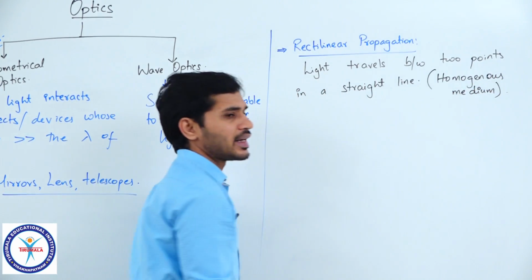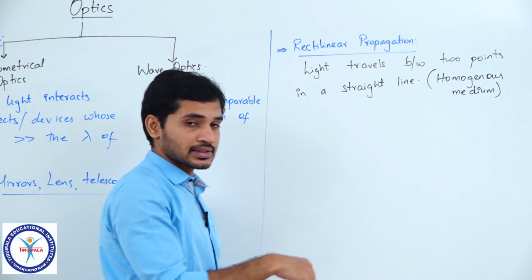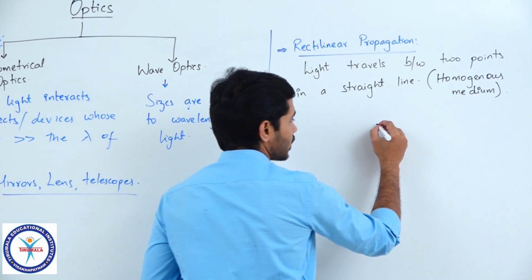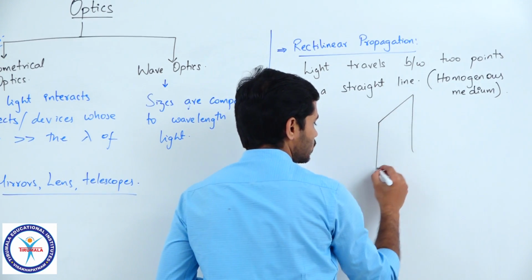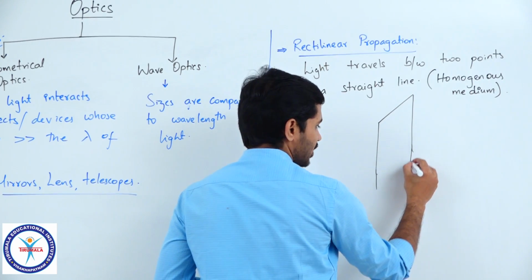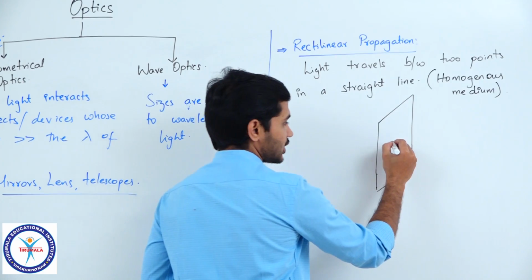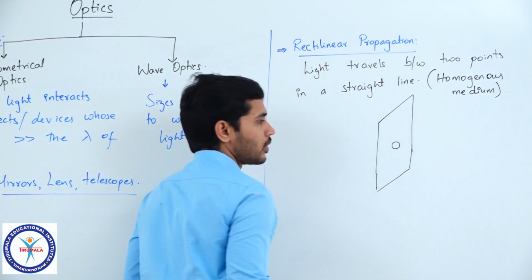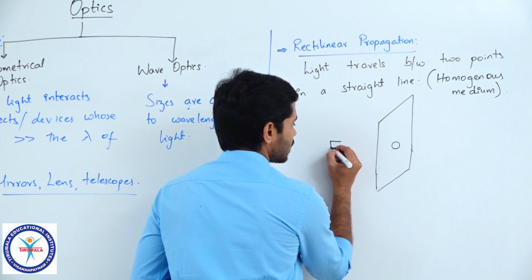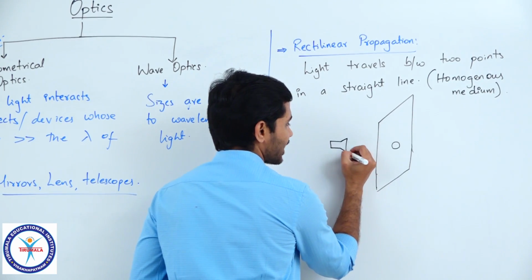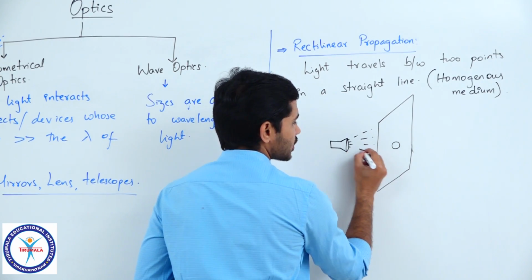So, we can understand this by a very simple experimental apparatus, which I will draw out over here. Let us say there is a cardboard like this, which is an opaque object, and it has a hole. Let us consider a small hole, and here we use a light, some sort of torch or something like that, and it is emitting light in all directions.